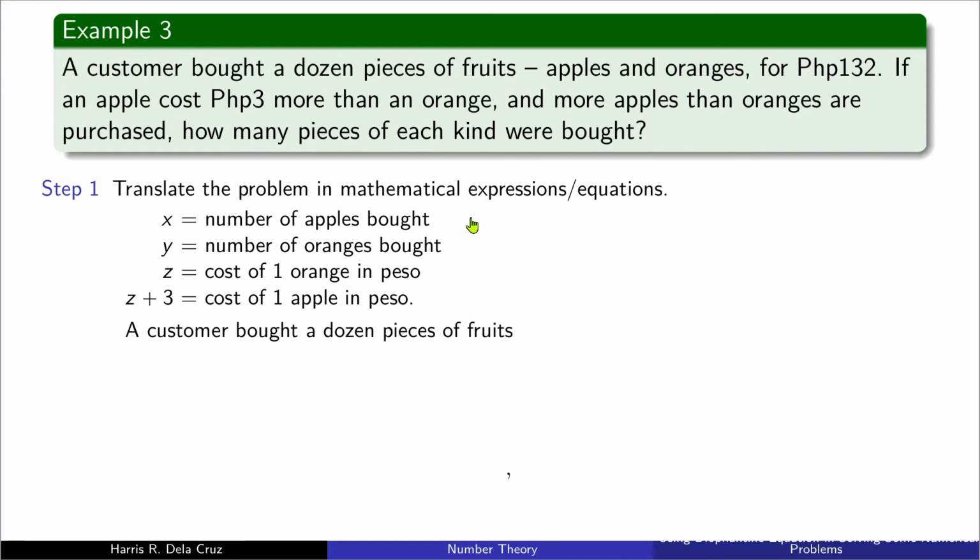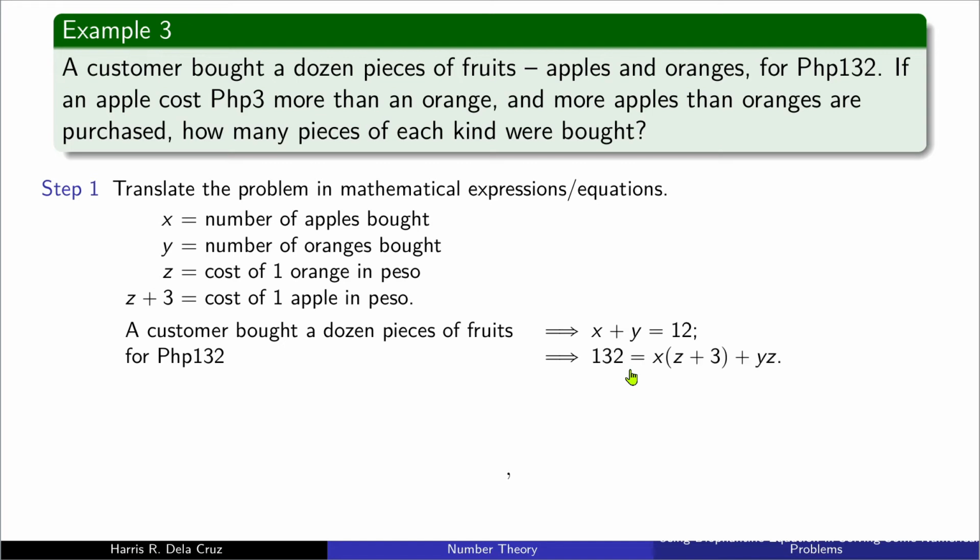A customer bought a dozen pieces of fruits. So, anong equation sumusukuha natin doon? Yung x plus y equals 12. x is the number of apples plus y is the number of oranges. Should total to 12. For 132 pesos. So that means whatever the price of an apple, you times that to x. Whatever the price of an orange, you times that to y. The total amount should be 132.